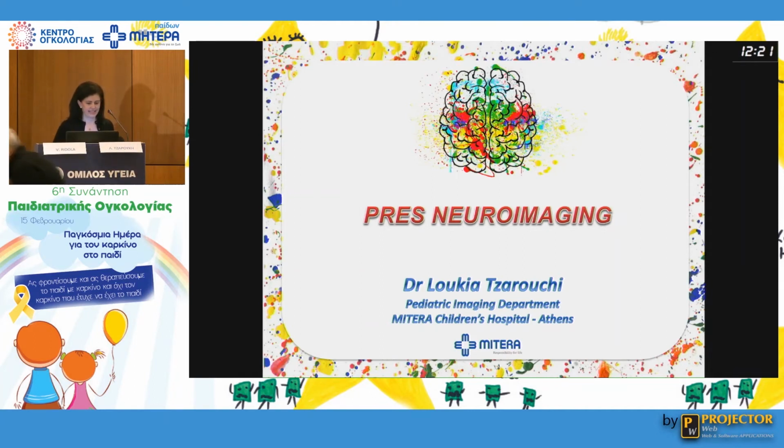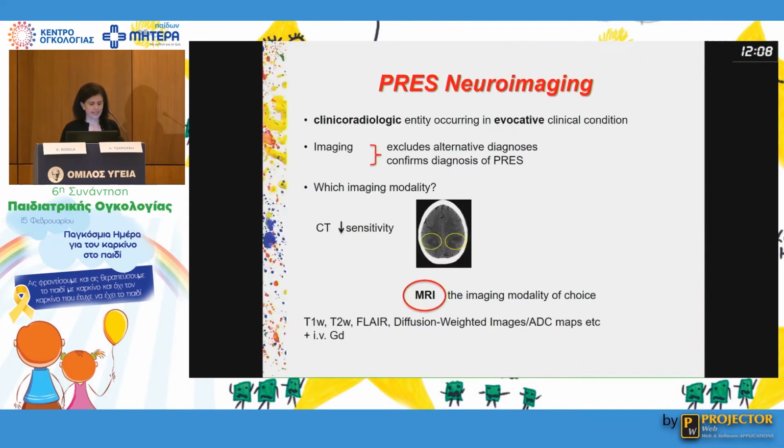Dear Chairman, ladies and gentlemen, we radiologists are lonely people interpreting images in dark rooms, so we appreciate every opportunity we have to communicate with the clinician, and this is the case in PRES syndrome. PRES syndrome is a clinical radiologic entity occurring in the setting of specific clinical conditions. Imaging has an important role. It excludes alternative diagnoses and it confirms the diagnosis of PRES.